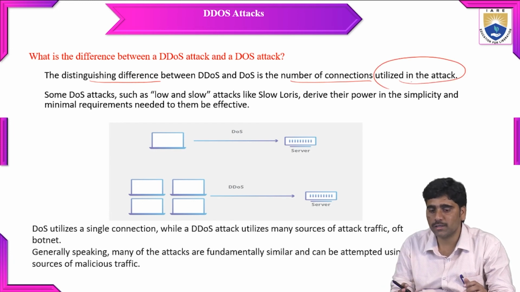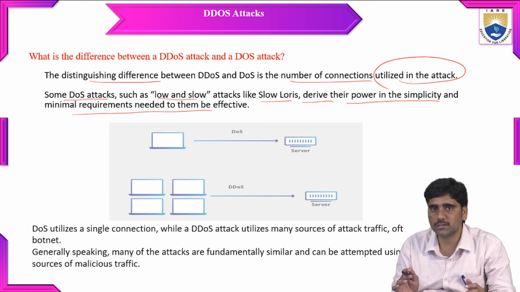The attacker is going to attack the target machine with the number of connections that he utilizes. Some DoS attacks, such as low and slow attacks like Slowloris, derive their power from the simplicity and minimal requirements needed for them to be effective. So that means the attacker uses a single system or multiple systems. Using a single system and getting the server to be slow, and using multiple systems to get the services to be slow.